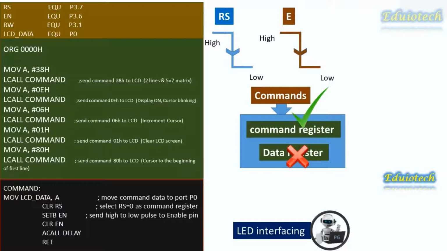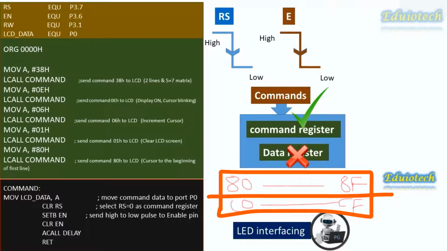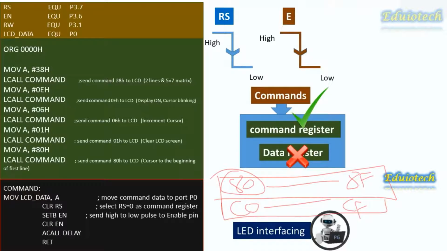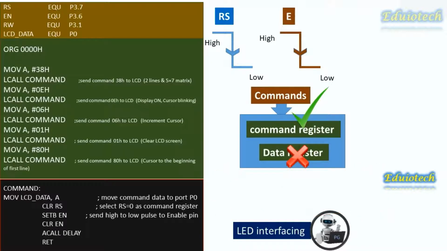And the most important, move hex 80 to start displaying data on location first line, first row, that is first position. In this way you can display messages from any location on the LCD. First row contains address locations from 80 to 8F, while second row contains the address locations from C0 to CF. In this way, every time we move the hex command value to the accumulator and call subroutine and execute that one and come back.